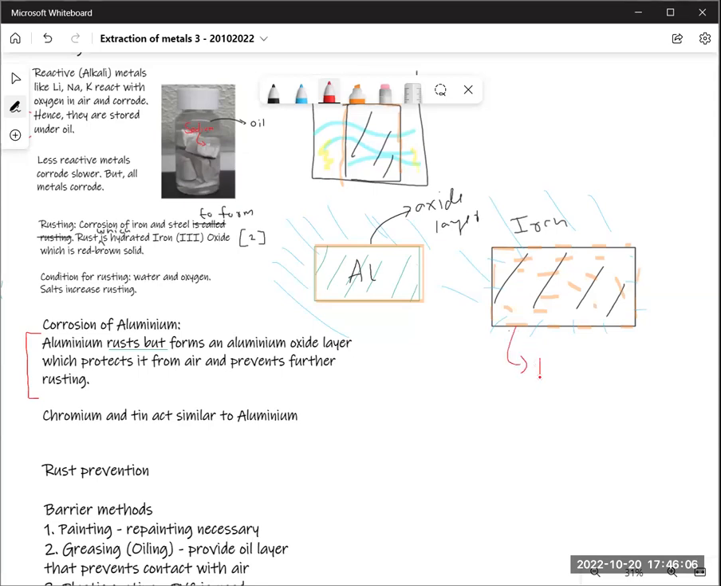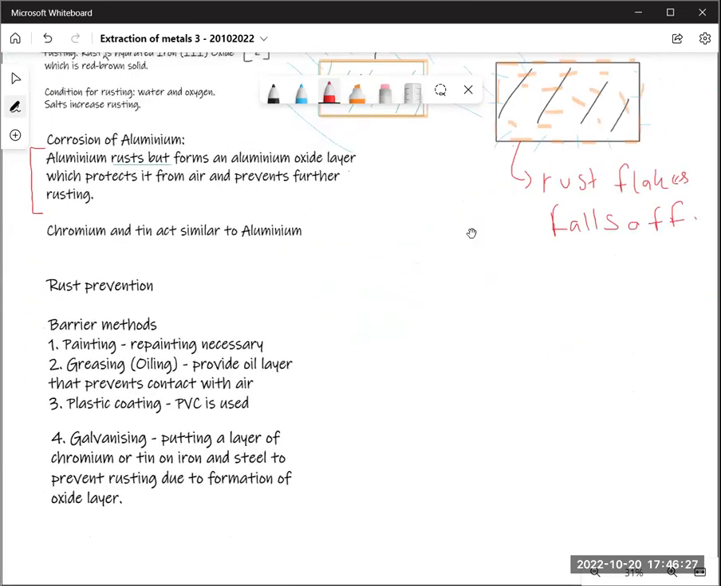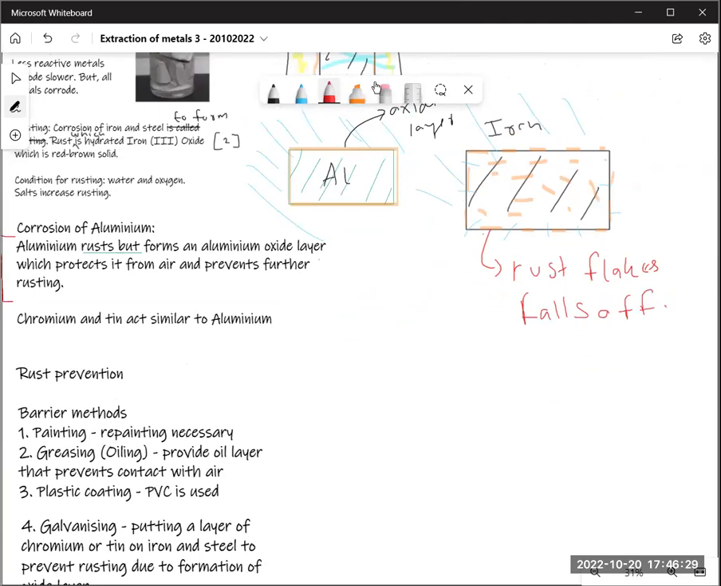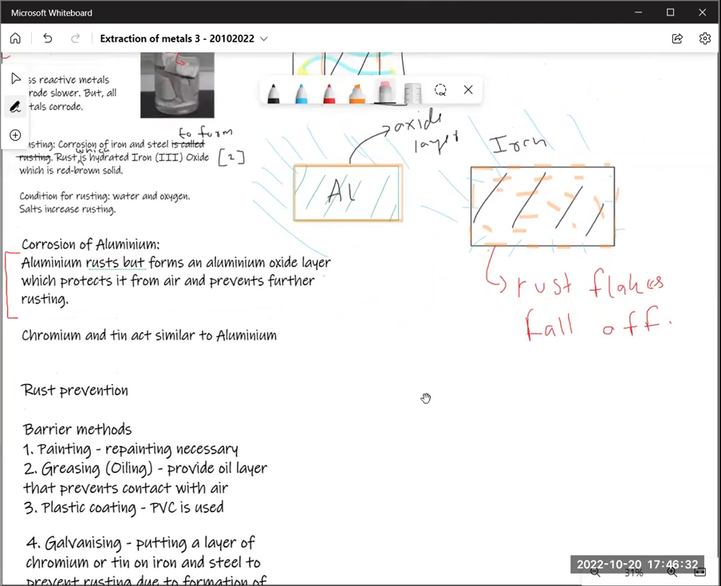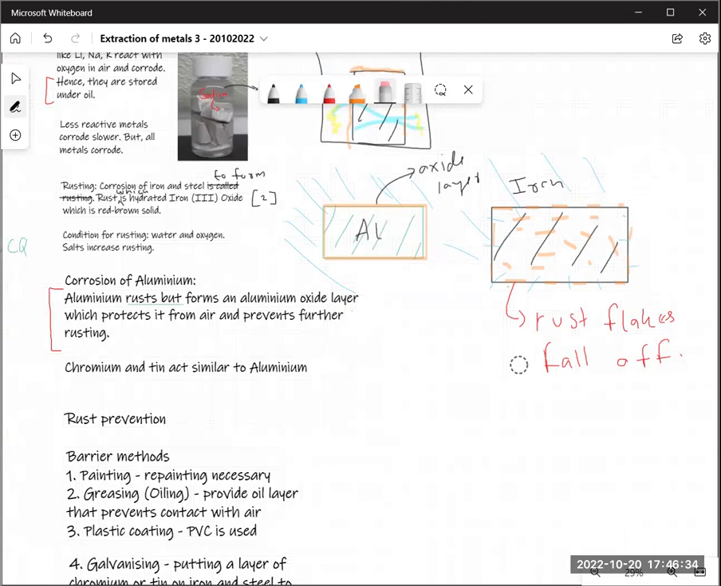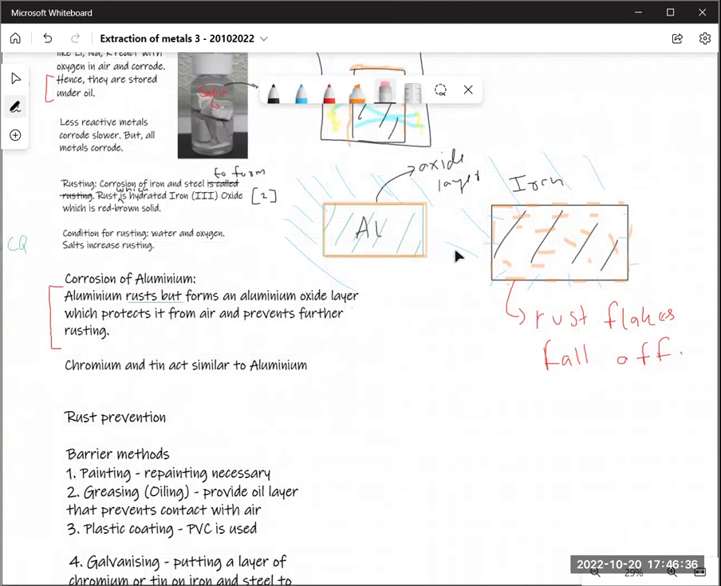Because the air can pass through, the rusting breaks down. Exactly, rust breaks down. Amazing, good job. But with aluminium, the rusting does not break. It forms a very solid layer. But in iron, the rust flakes fall off, and then more rust happens, and that rust will fall. Then more rust will come, and that will fall.